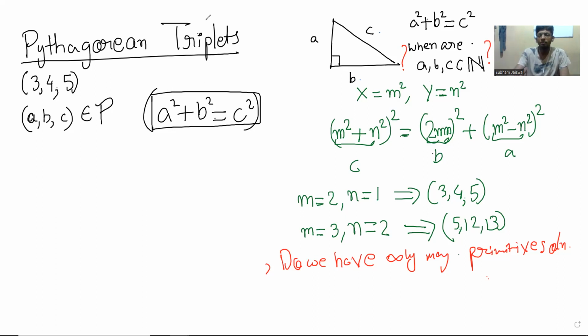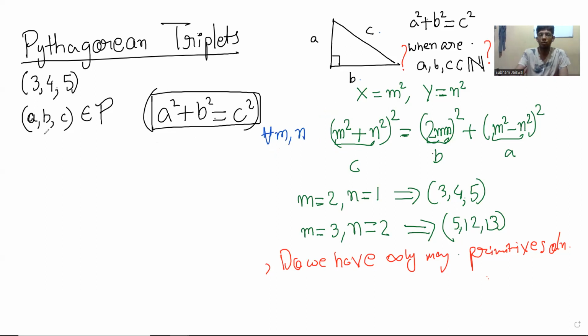Another thing I see is that M is always 1 greater than N. Yes, but that will not always hold. Why? You can choose M and N to be anything, right? For all M and N, you can choose them to be anything.